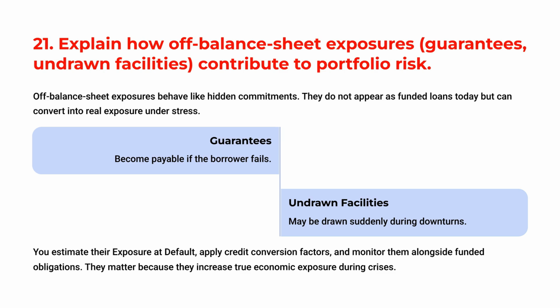Explain how off-balance sheet exposures, guarantees, undrawn facilities contribute to portfolio risk. Off-balance sheet exposures behave like hidden commitments. They do not appear as funded loans today, but they can convert into real exposure under stress. Guarantees become payable if the borrower fails. Undrawn facilities may be drawn suddenly during downturns. So, you estimate their exposure at default, apply credit conversion factors, and monitor them alongside funded obligations. They matter because they increase true economic exposure during crises.